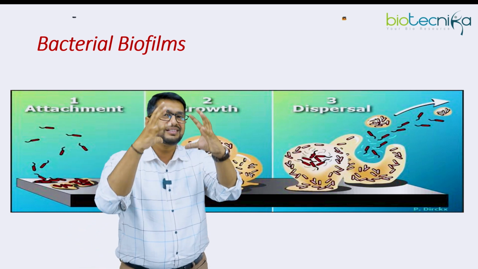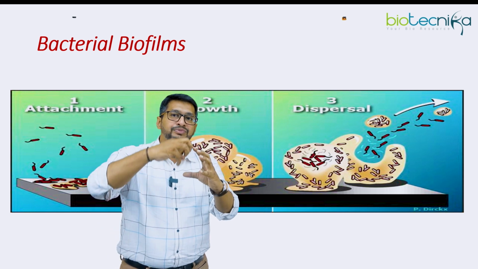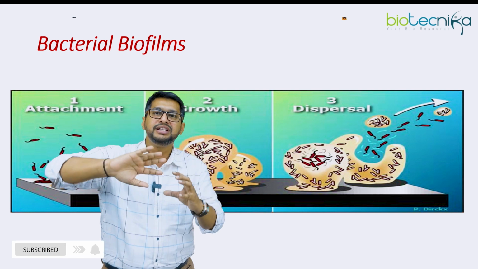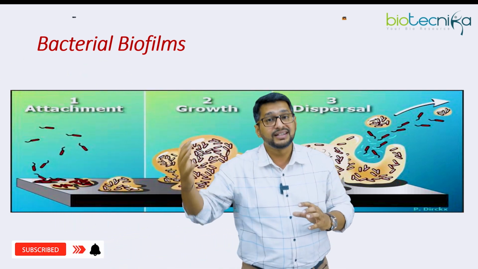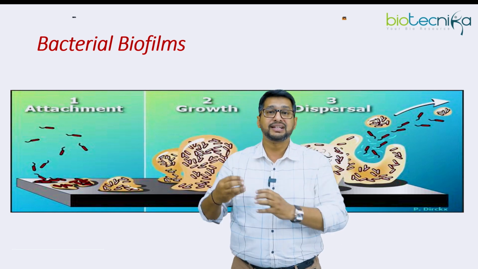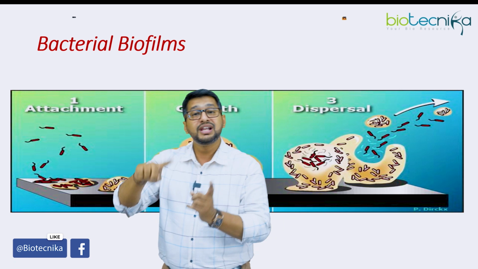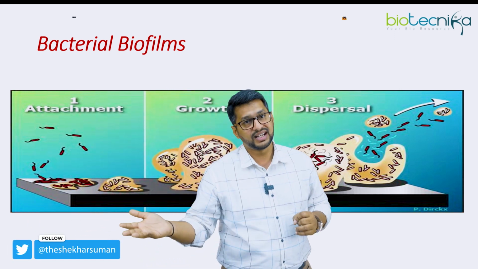Once there is a sufficient amount of growth in that particular heap of cells, these cells will undergo detachment, and upon detachment, they will get dispersed. These newly dispersed bacterial cells, which are still in their planktonic or biofilm form, will go and settle on another surface, leading to secondary infection.